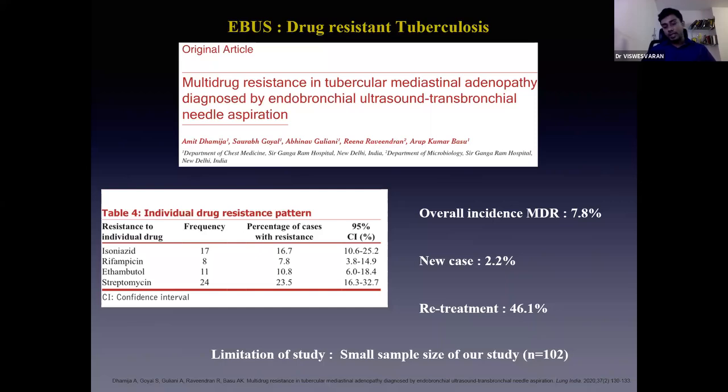However, they said that this high number, in comparison to the previous study which quoted roughly between 20 to 30% of MDR in nodal TB, may be due to the small size of the sample, which is only 1 or 2 patients. In addition to this, as we can see, even the individual drug resistance, INH was seen in 16.7%, rifampicin in 7.8%, ethambutol 10.8%, and streptomycin 23.5%, suggesting there can be presence of both monoresistance and even MDR in these lymph nodes.